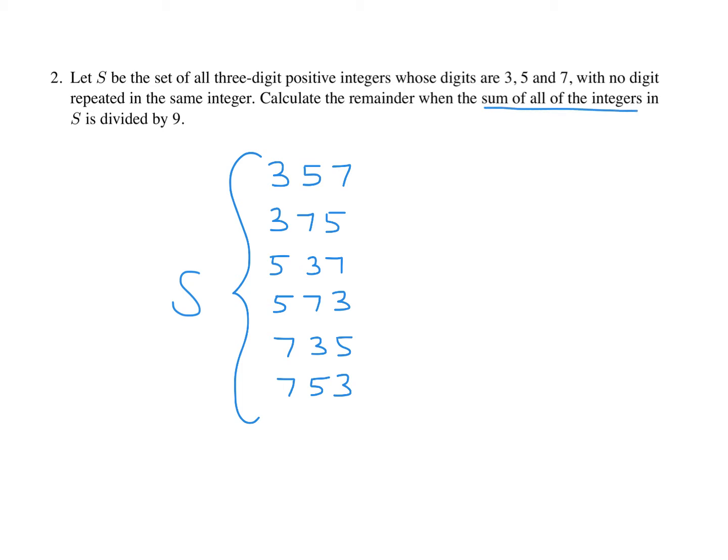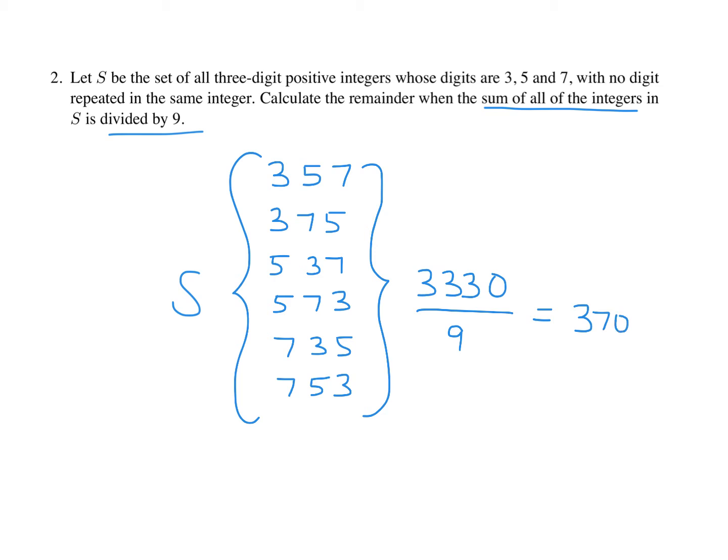So what I do, if I add all these numbers, the sum is 3330. And then they want you to divide by 9. Okay. When I divide by 9, it's 370 exactly. And the remainder, therefore, is 0. And that's it.